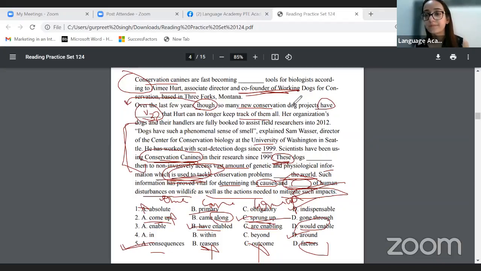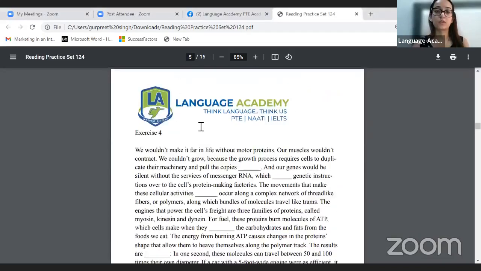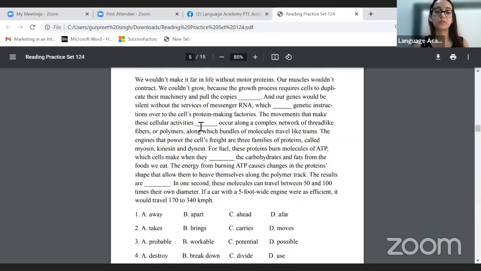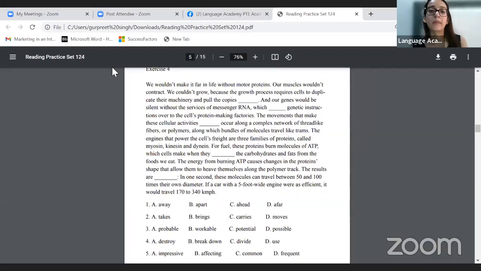Right? Yes, indispensable would be an adjective. All good with everybody in this question? Okay, question number 4 on your screens. 2.5 minutes and then post your answers.